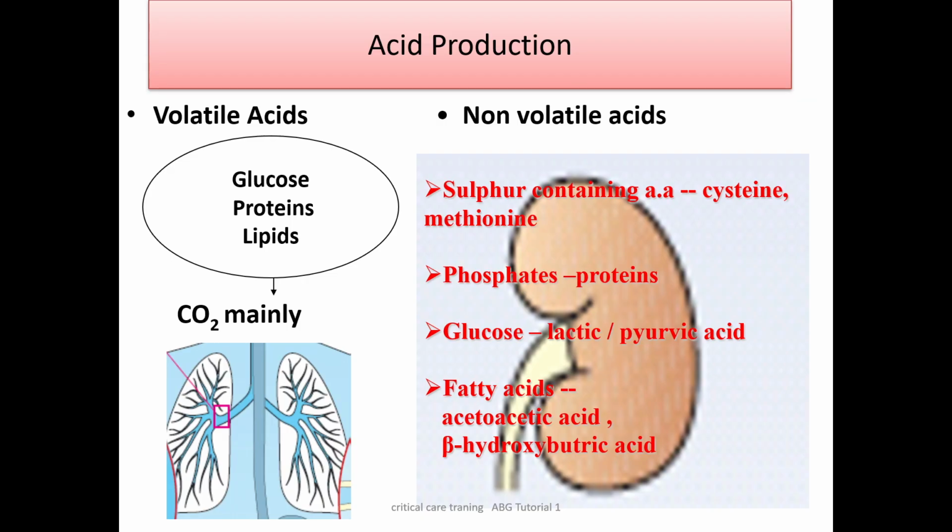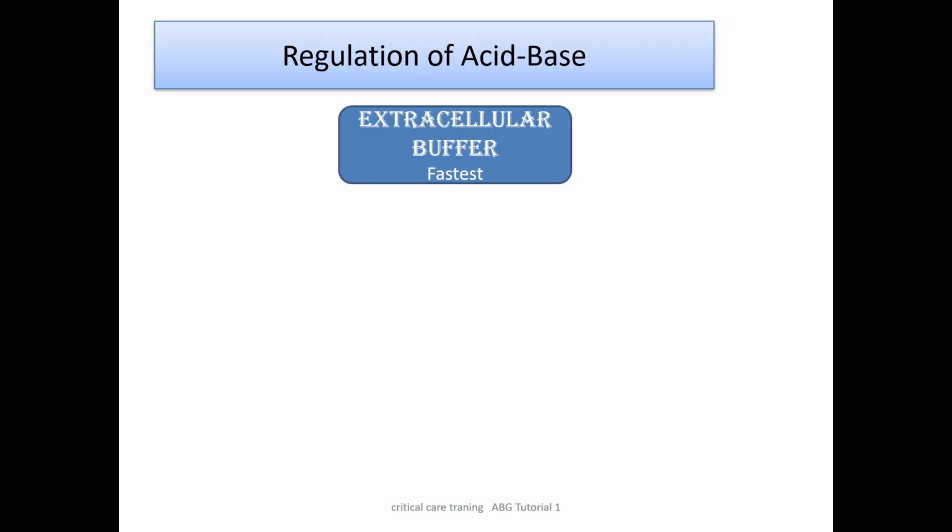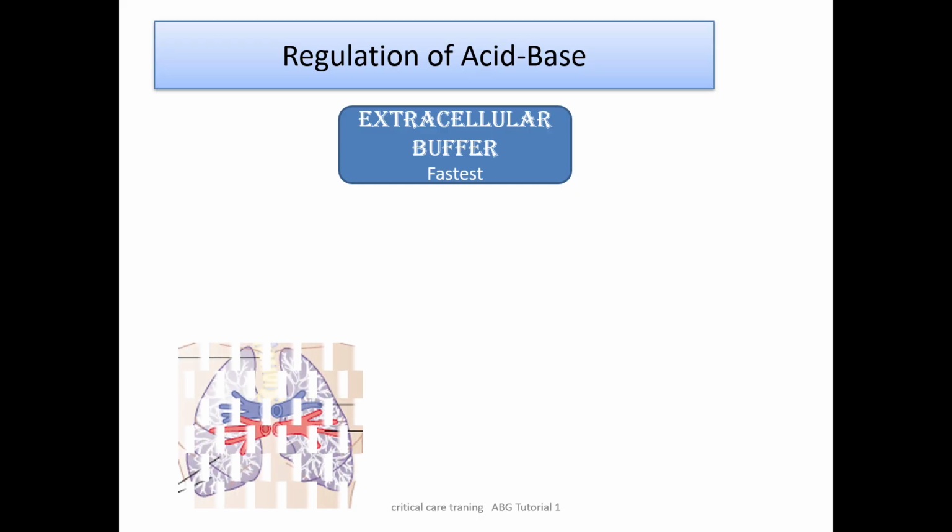So what are the various ways in which the body keeps the pH normal? First is the extracellular buffer. The buffer system is the quickest, which works within seconds. Whenever a strong acid is added, the buffer system absorbs excess hydrogen, preventing a large drop in pH. And whenever a strong base is added, the buffer releases hydrogen ions, counteracting the rise in pH. So these buffer systems, like the phosphate buffer system, protein buffer system, and bicarbonate buffer system, are quickest to act to maintain the pH at normal.